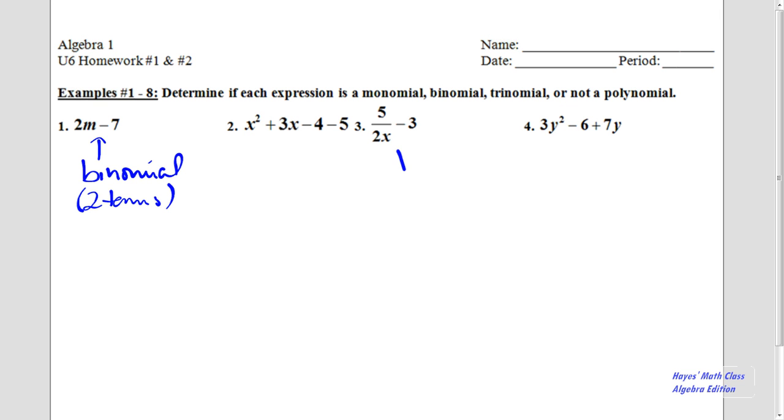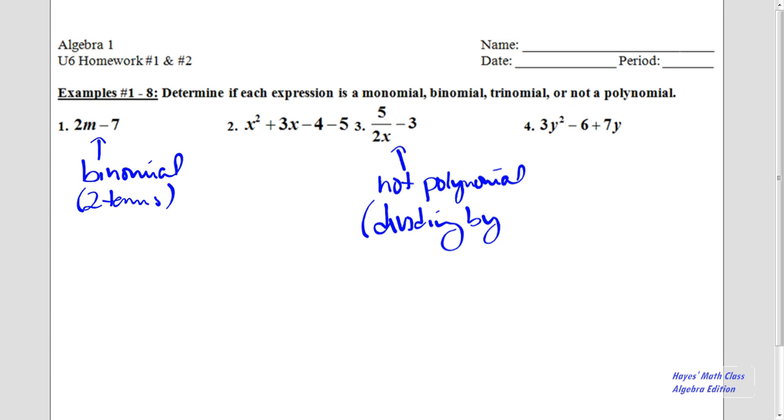Number 3, however, is not a polynomial. Why? Dividing by x. Okay? So that should get you a good start on that. And tomorrow, we're going to up the game a bit. I know, I can tell you're excited. Okay? Come back tomorrow. We'll see you then.